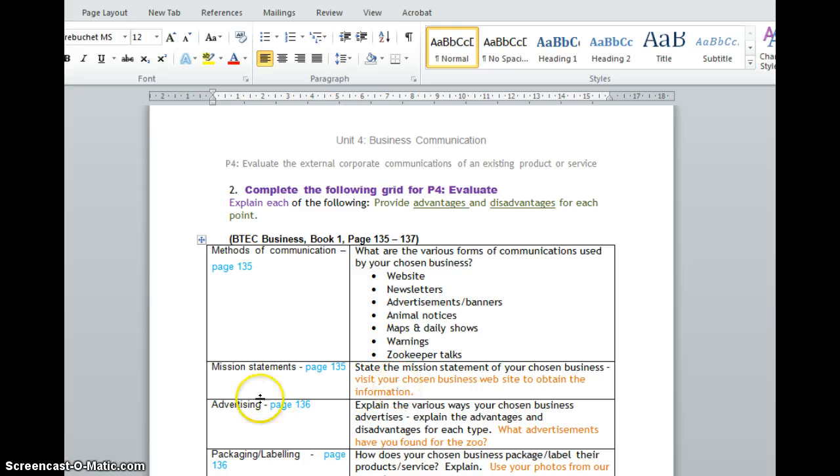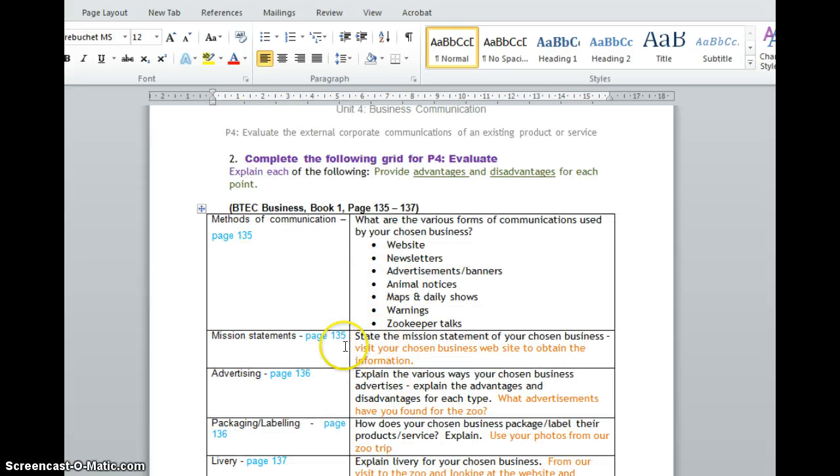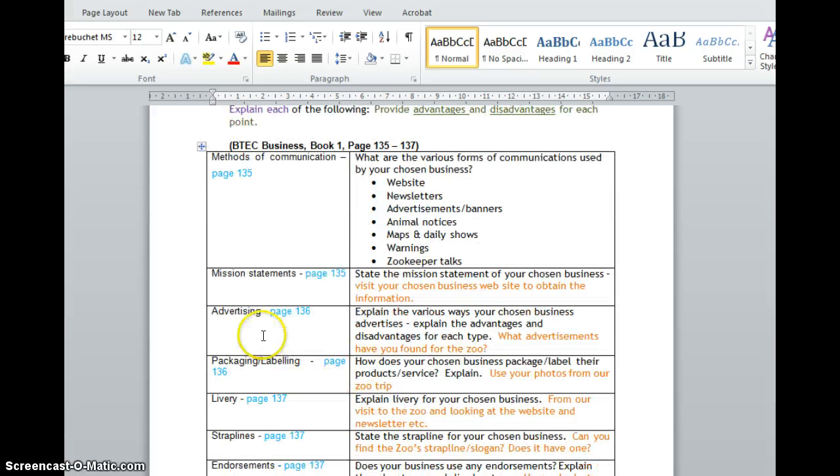And then we go through this list. The next one is the mission statement. Go and find it from the website. They have several mission type statements, a mission and a vision. Then advertising. How does the zoo advertise itself? See what you can find out. And don't forget, you could actually put in the public relations they used when those little baby tigers were born, I think at the beginning of April. So you could mention that in that section.